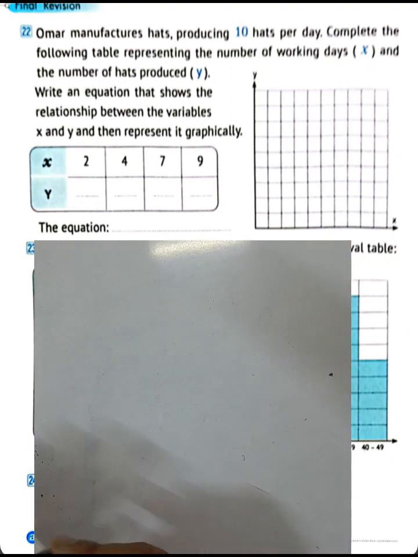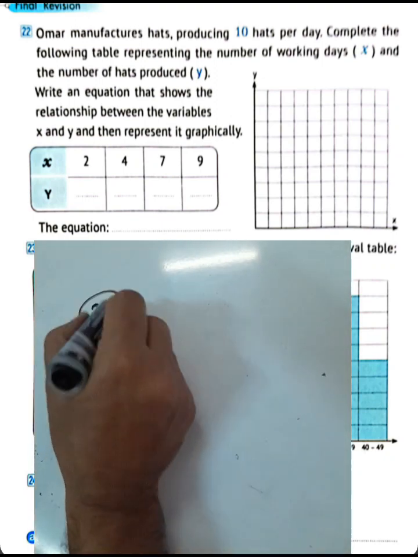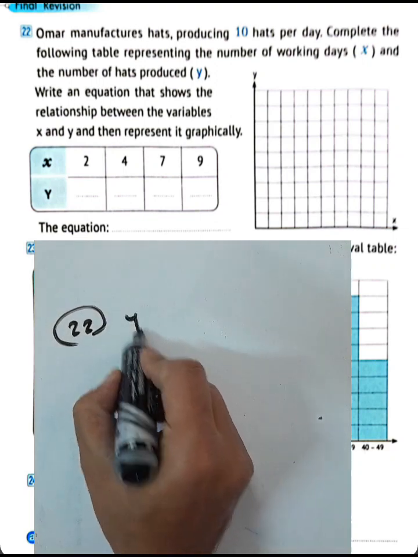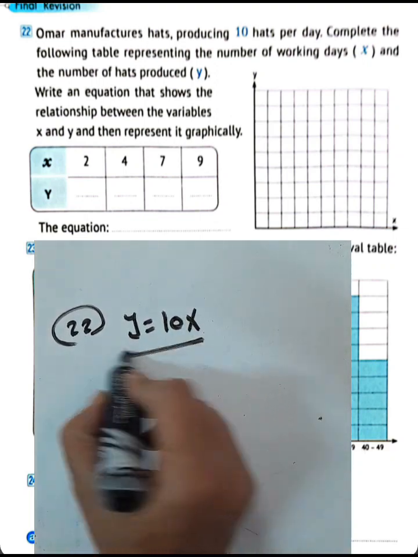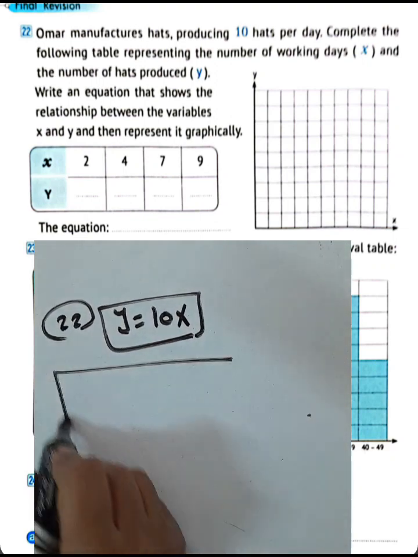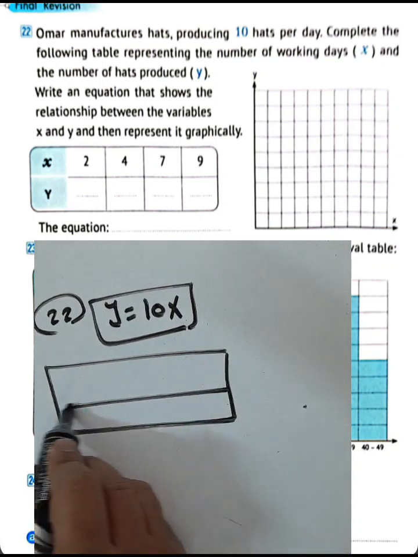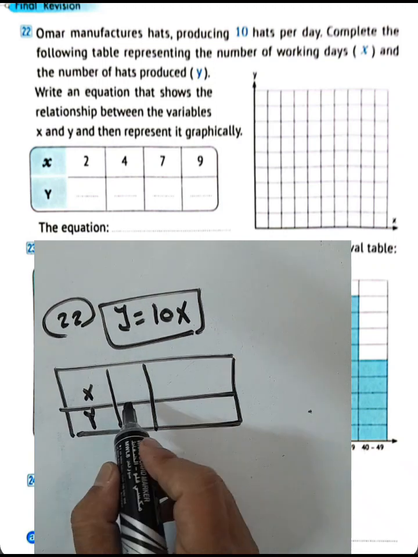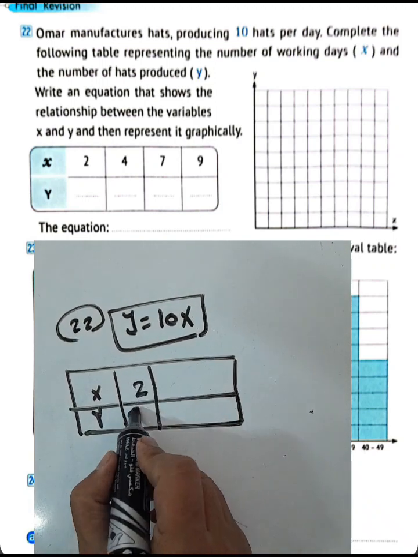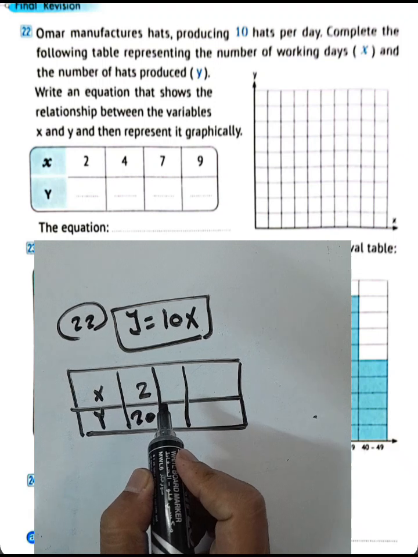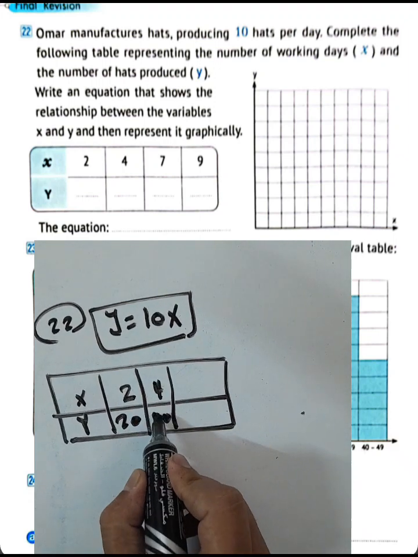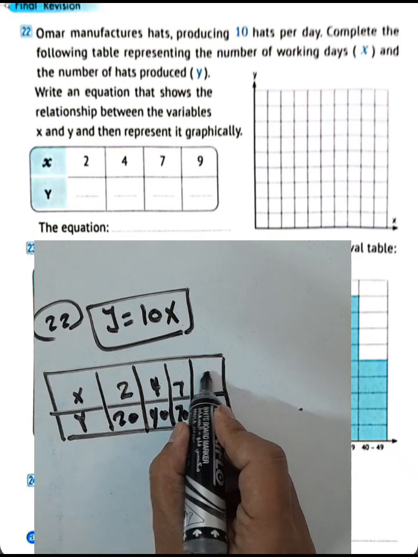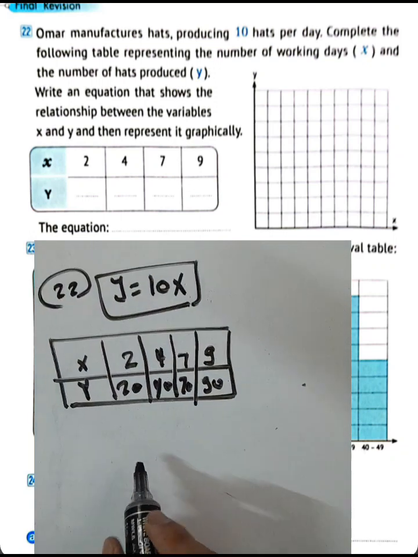About question 22, we have the equation here: 2 times 10 equal 20. Also we have 10, it's constant, times X, it's the equation. Complete the table here, X and Y. Right here X equal 2, 2 times 10 equal 20. Write 4 times 10 equal 40. 7 will be 70 and 9 will be 90, and then draw.